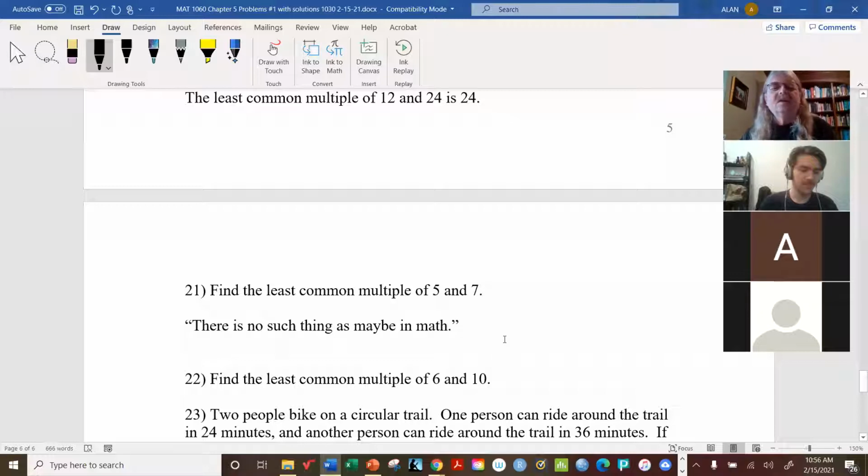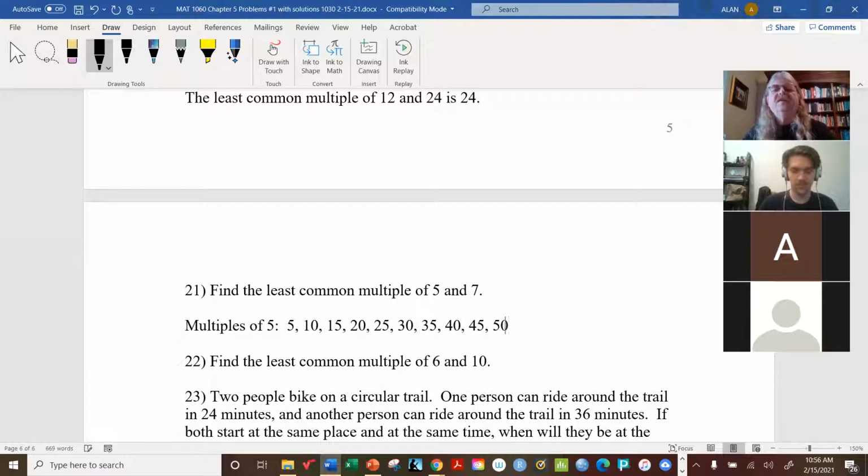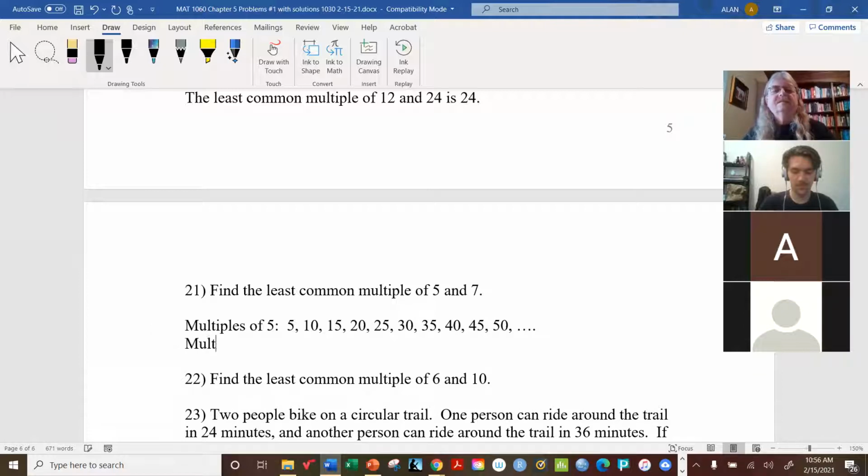All right, anyway. So the way this works, we don't need this anymore. The least common multiple here, same thing, multiples of 5: 5, 10, 15, 20, 25, 30, 35, 40, 45, 50. And then multiples of 7: 7, 14, 21, 28, 35, 40. Oh, wait a minute. I went too far. And I also got a mistake in here too while I was at it. There we go. All right. So you can see there is a 35 that they have in common.